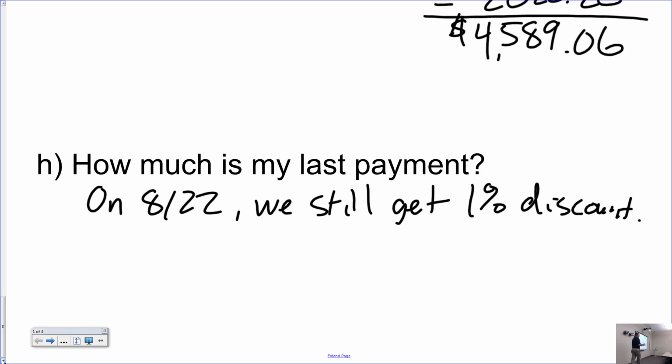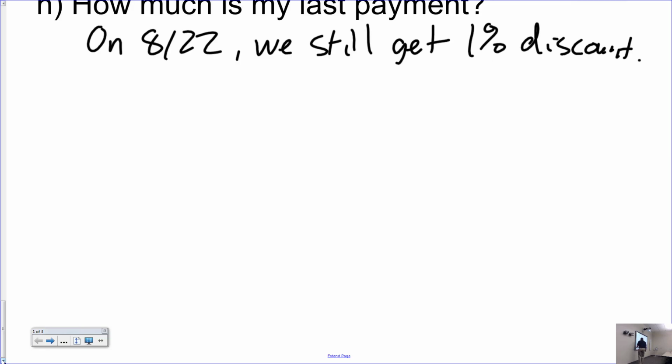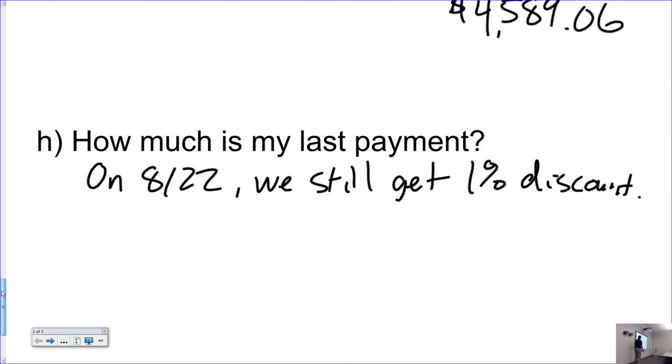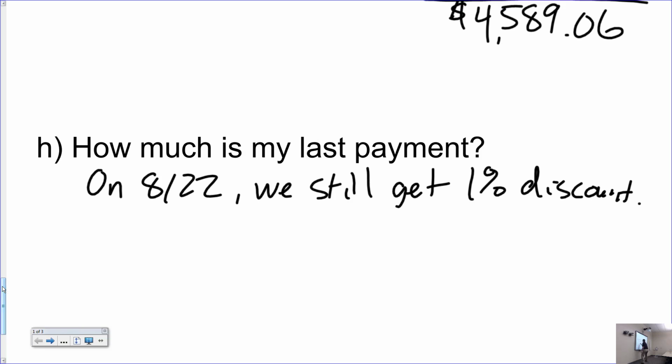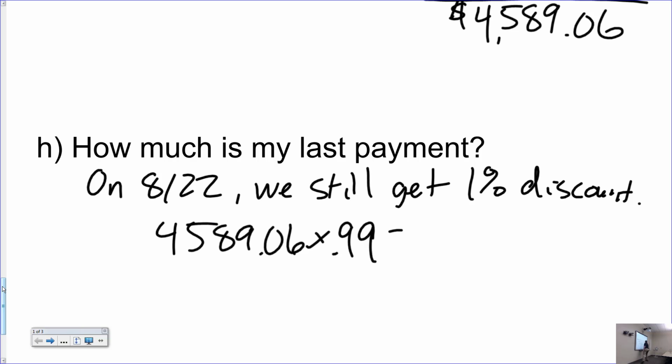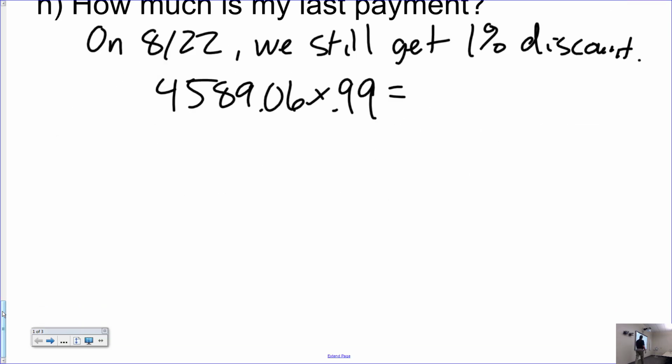And how are we going to do it in one step? Just multiply the 4,589.06 by 0.99, right? There you go. Good. Note, this is a full payment, folks. When you're making that last payment, it's going to be a full payment. So don't do any division. The division is only for partial payments. All right? So here, we're going to take 4,589.06 and multiply by 0.99 because that's the complement of 1%.